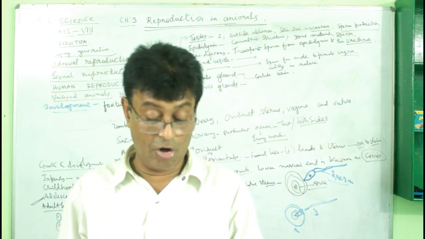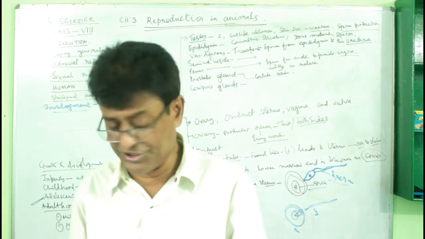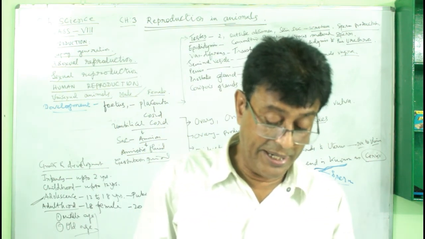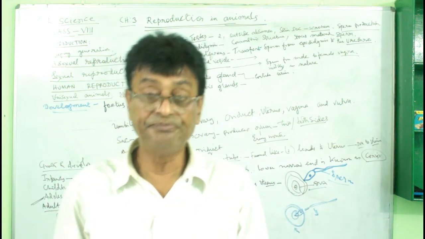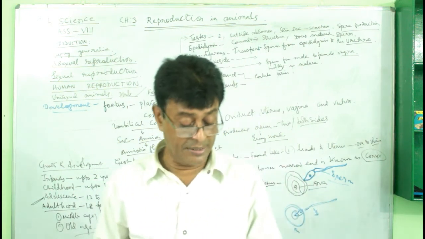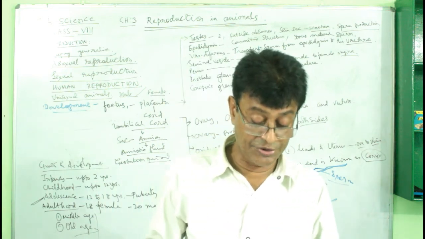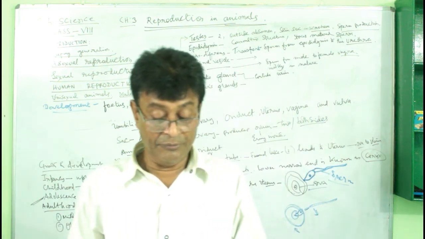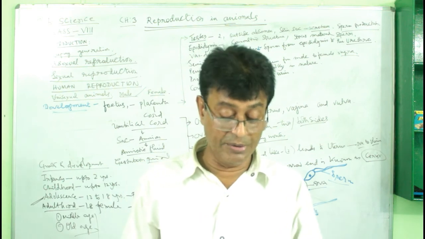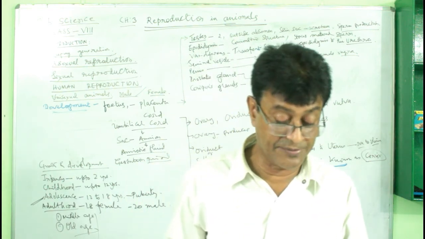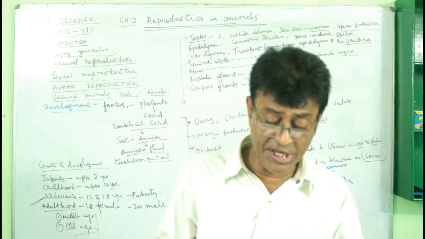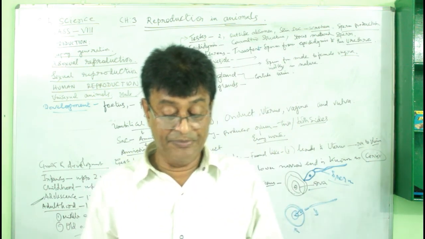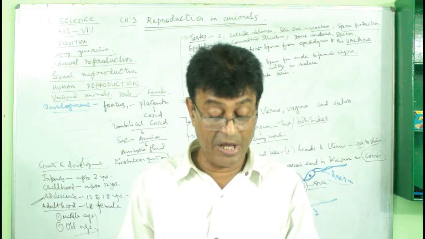Umbilical cord: a cord-like structure by which the fetus is connected to the placenta. Now we come to the long answer questions. Question number 1. The production of new organisms from existing organisms of the same species is known as reproduction.